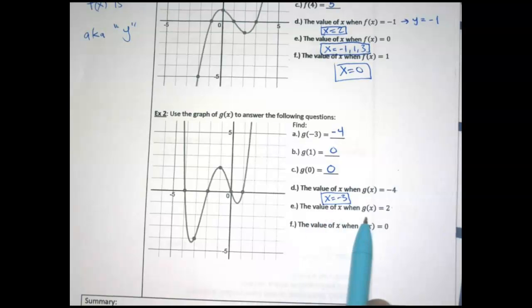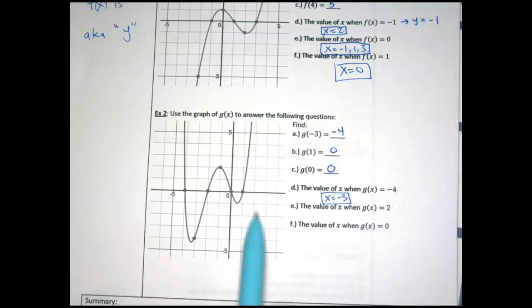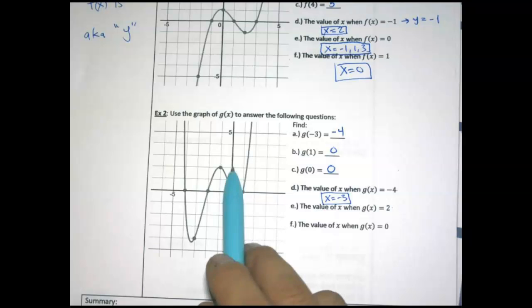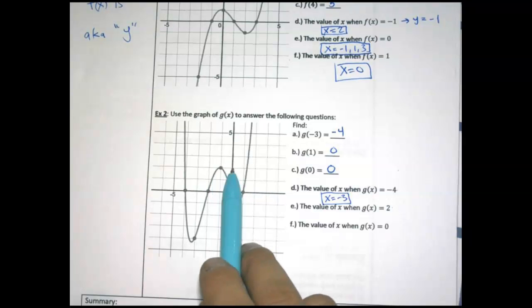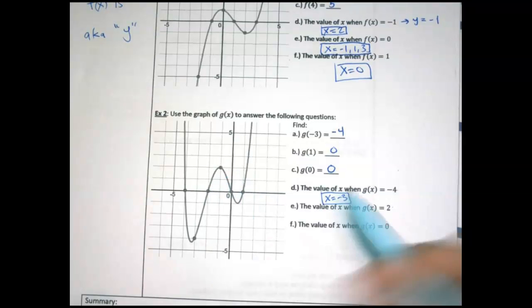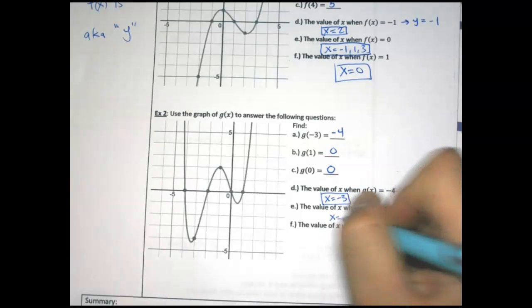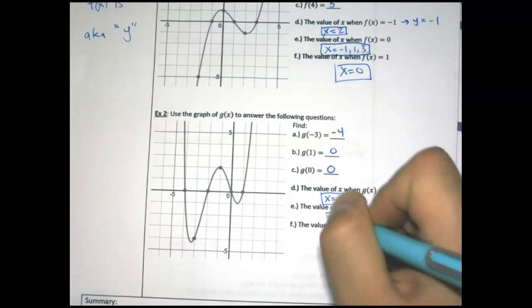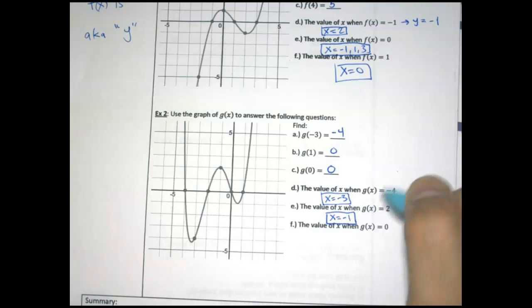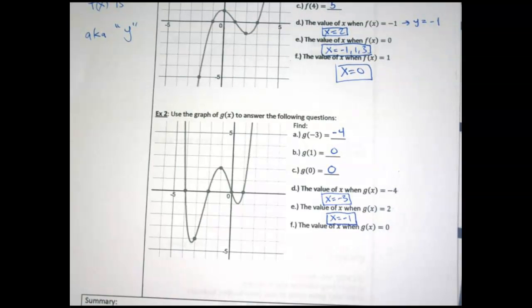Find the value of x when g of x equals 2. So when y equals 2, let's see what that is. So y equals 2 would be up 2, and there's my x value, 1 to the left, so it's -1. Remember, leftward movement from the origin is a negative value for x. Move to the right from the origin, that's a positive value for x.